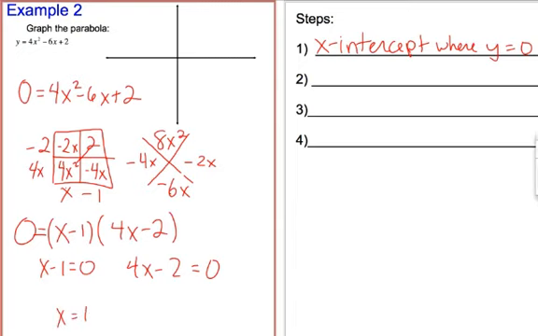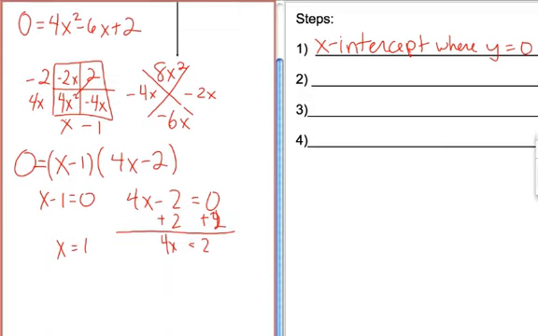I'm going to get 1, and let's see, this one's a little bit trickier because of the 4 there. I'm going to add 2 to both sides, and I'm going to divide by 4, excuse me. And I get x equals 2 divided by 4 is 0.5. So here are my 2 x-intercepts for my graph. So find my x-intercepts where y equals 0.